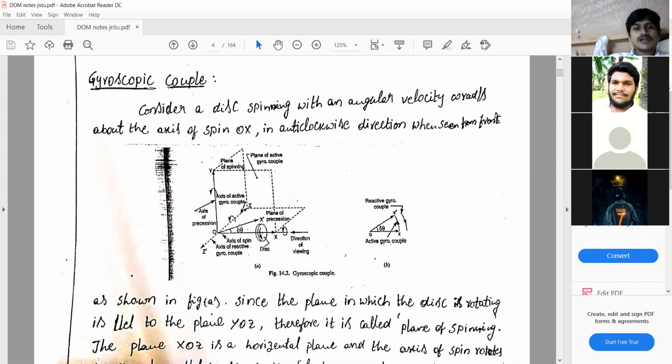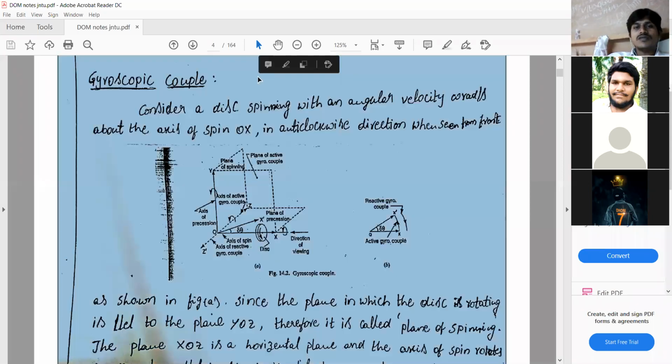So there is some small change of angular momentum, from OX to OX dash. Now all of you observe that OX is there and OY is also here. OX is called the axis of spin and OY is called the axis of precession.